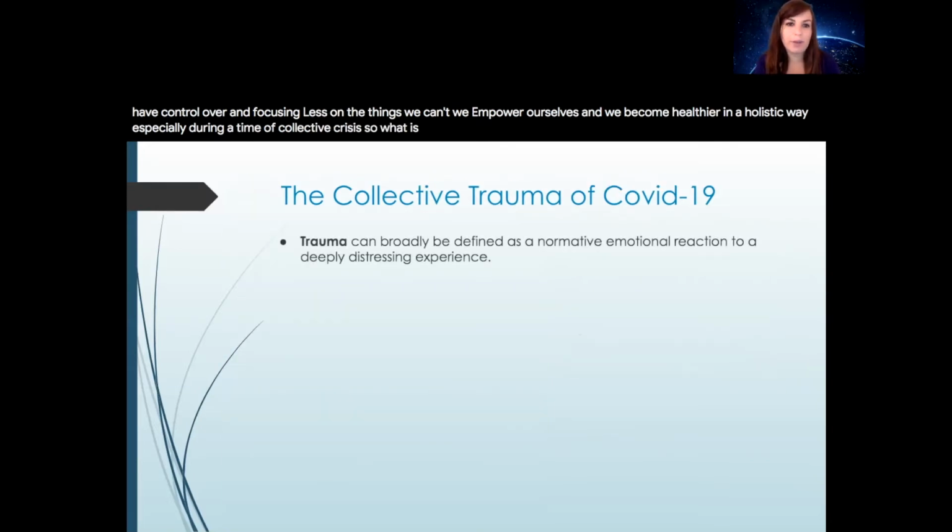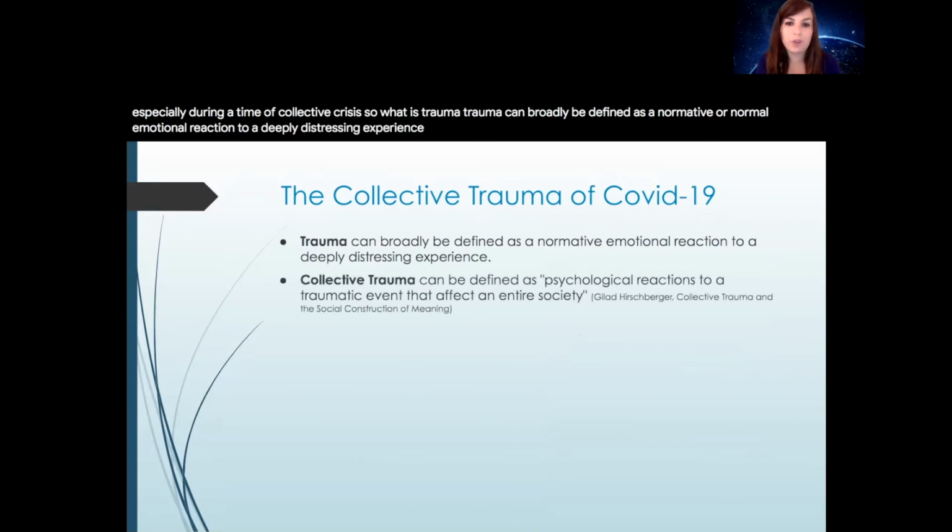So what is trauma? Trauma can broadly be defined as a normative or normal emotional reaction to a deeply distressing experience. Collective trauma can be defined as psychological reactions to a traumatic event that affects an entire society. So right now we are in a time of collective trauma, right? We are all experiencing a trauma as a society, as a community, as a school.